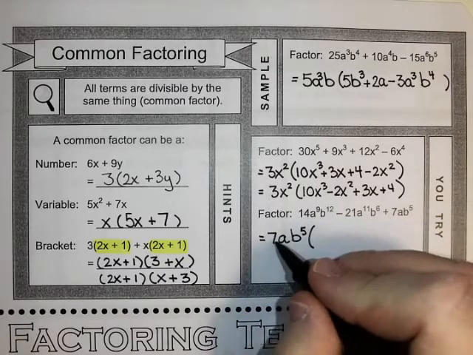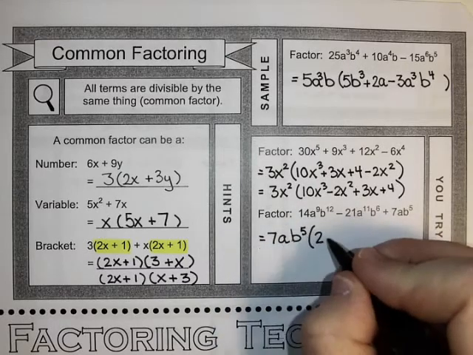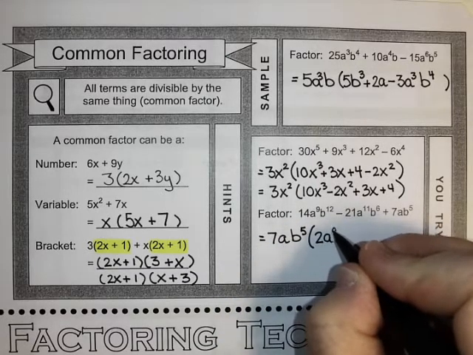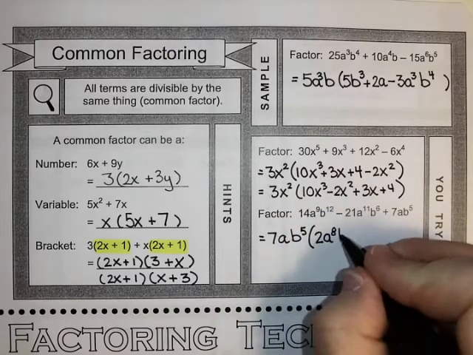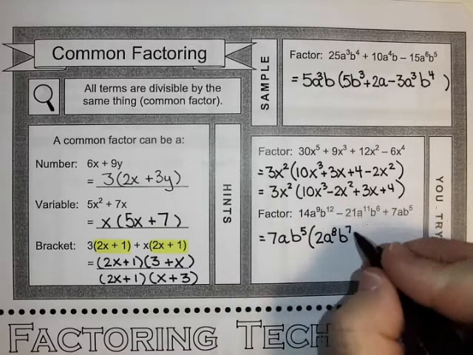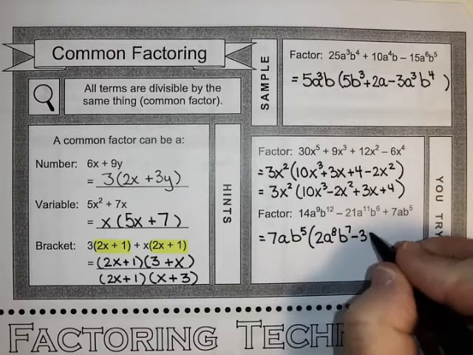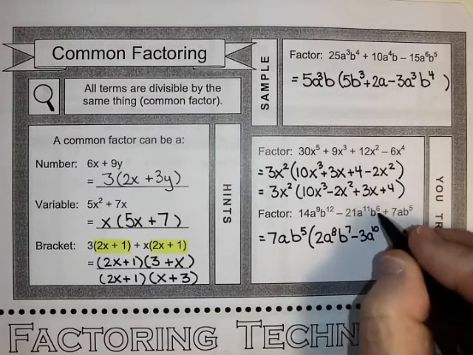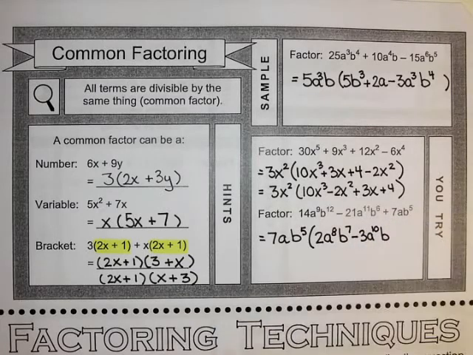So 14 divided by 7 is 2. A to the 9 divided by a, I subtract to get a to the 8. B to the 12 divided by b to the 5 is going to give me b to the 7. Negative 21 divided by 7 is negative 3. A to the 11 divided by a is a to the 10. B to the 6 divided by b to the 5 would be b to the 1 or just b.